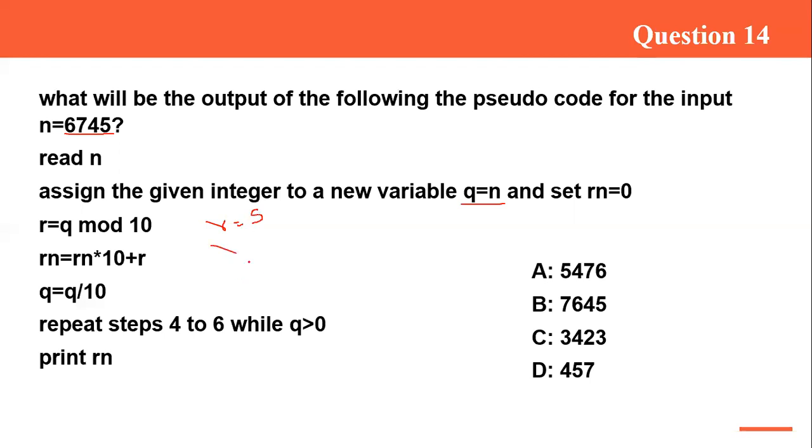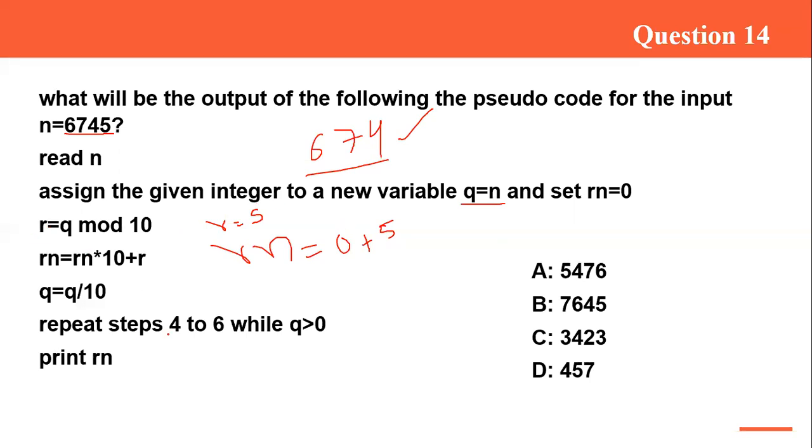And Rn, what is Rn? Rn is equal to 0 initially. 0 into 10 is 0. 0 plus R means 5. 0 plus 5 is 5 only. Then Q is equal to Q by 10. So the given number Q was 6745 by 10. 6745 by 10 means what? It will become 674. That's all right. Repeat steps 4 and 6 while Q greater than 0. 674 greater than 0. Is it true? Yes. We'll go to this step 4.